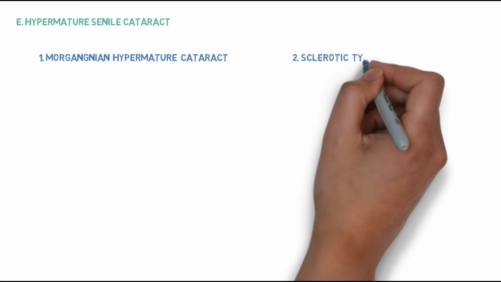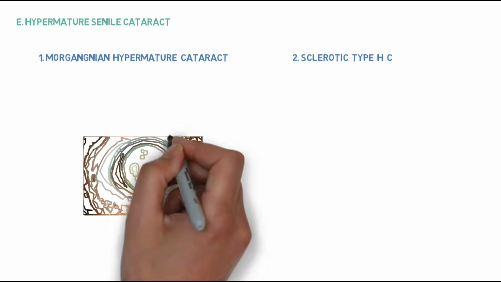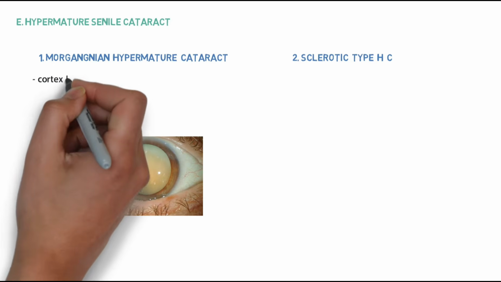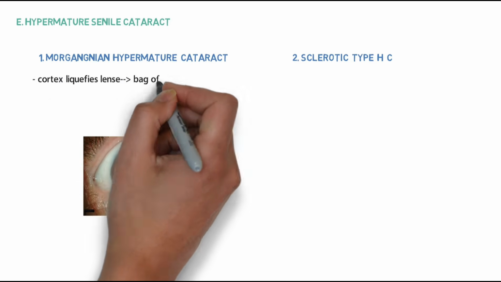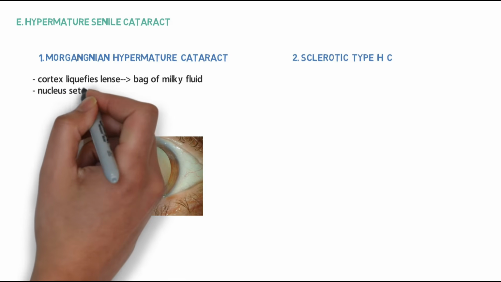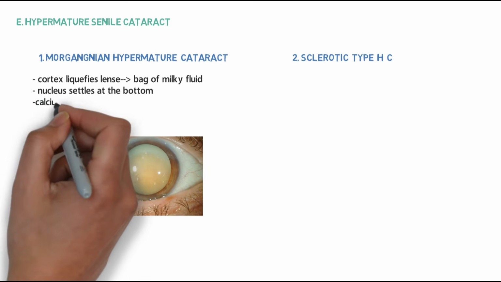In Morgagnian hypermature cataract, look at this diagram in which the whole cortex liquefies and it looks like a bag of milky fluid. Yes, so the cortex liquefies and the lens looks like a bag of milky fluid. The nucleus settles at the bottom, and calcium deposits may also be seen on the lens capsule.